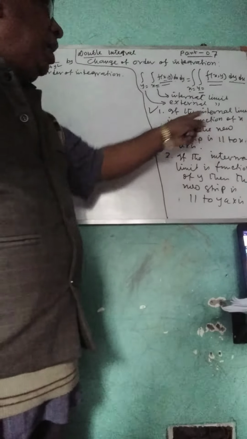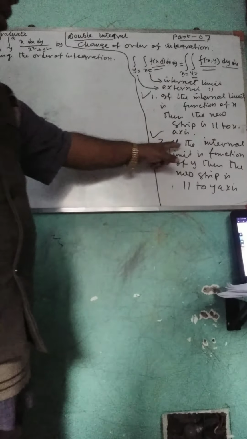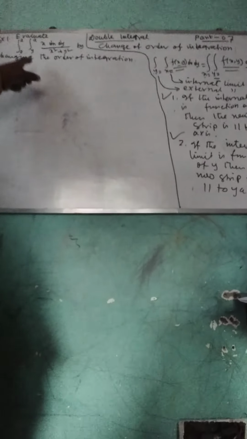If the internal limit is a function of x, then the new strip is parallel to the x-axis. This is very, very important. If the internal limit is a function of y, then the new strip is parallel to the y-axis. According to this, I have taken a sum from a university question paper: integral from 0 to a, integral from y to a, x dx dy by x square plus y square, by changing the order of integration.